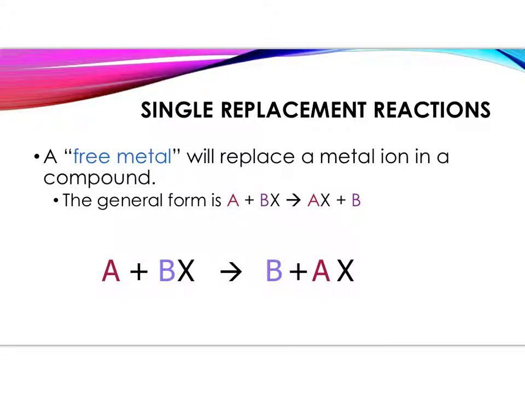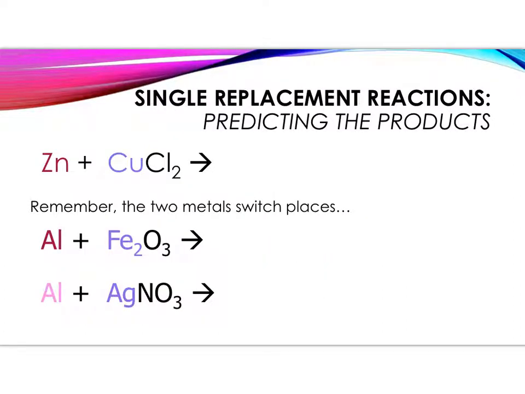All right, so this is what the full single replacement reaction looks like. You can see that the A and B switch places, the B ends up coming out, and that ends up being the free metal, and then A and X end up being a compound. So with this, you want to be able to predict the products. When doing this, you can see our first example where we have zinc plus copper chloride.